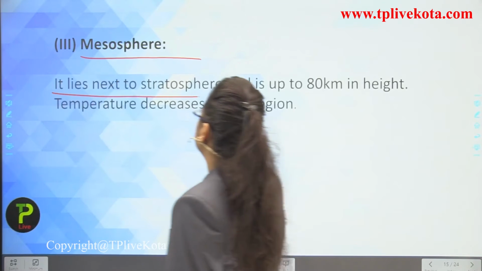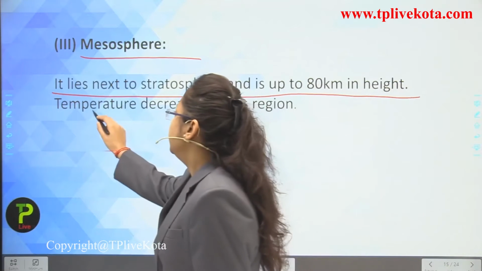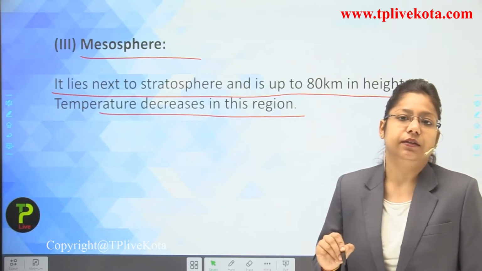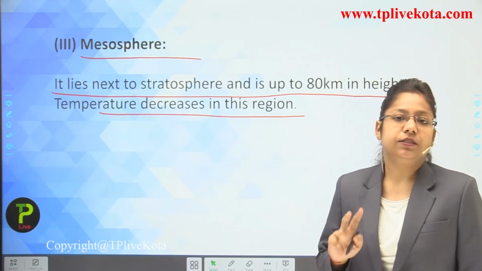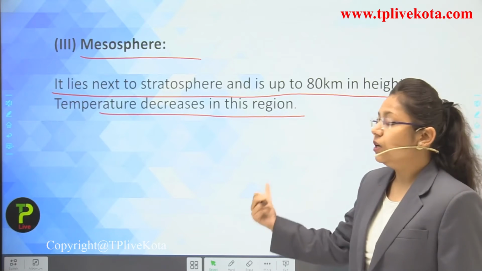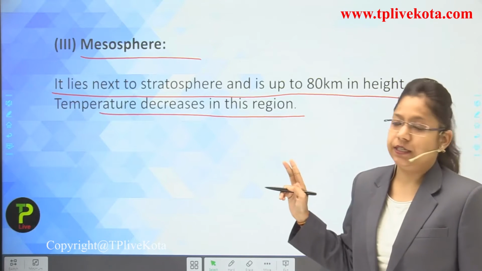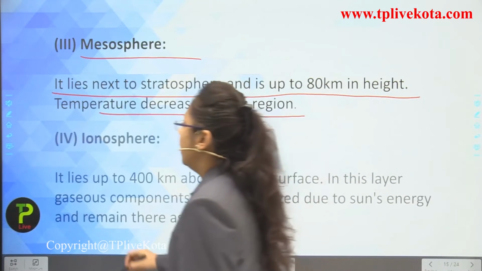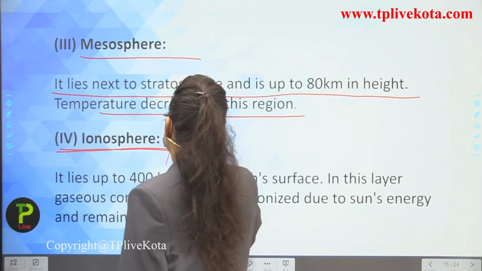It lies next to the stratosphere and it is up to 80 kilometers in height. Temperature decreases in this region. Remember the sequence of the layers. First one was the troposphere. Second one was the stratosphere, in which the ozone layer was present. Now the third one is the mesosphere, which is up to 80 kilometers in height, and temperature decreases in this region. Now the fourth one is the ionosphere, or we can say thermosphere.